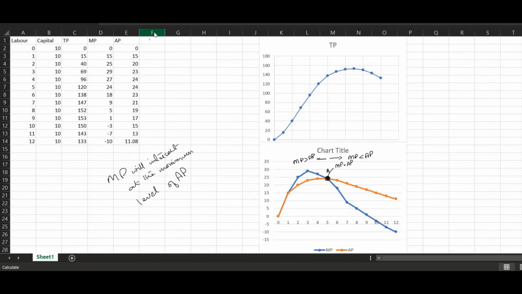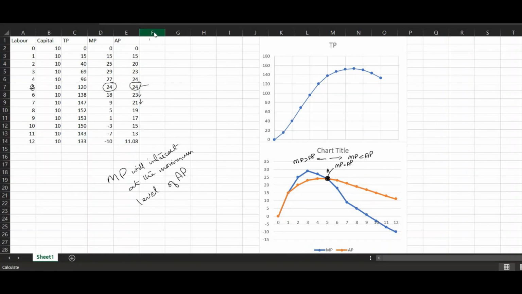And this we can also show in the graph as well, in the table as well, that when we hired the fifth individual, the marginal productivity was equal to the average productivity, and at this particular point average productivity was at its maximum, and then it started to decline. 23 is less than 24, 21 is less than 23, it has started to decline. So this is the summary of this whole discussion.